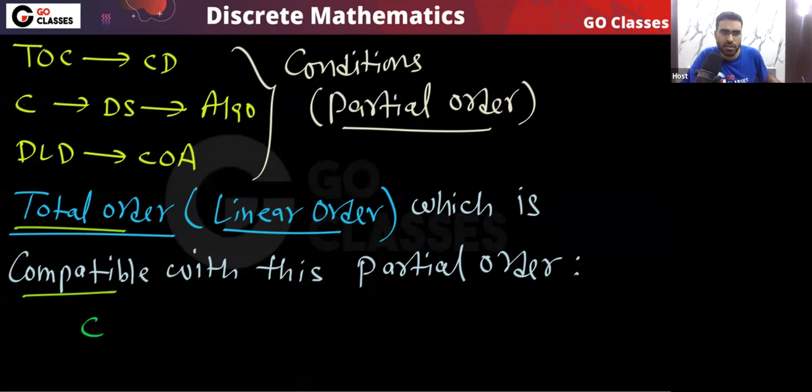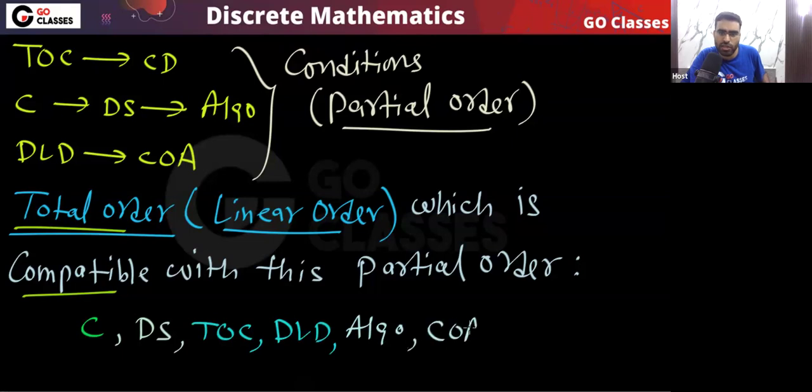Okay, before C there is nothing, so you can start with C. After C, you can do data structure, no problem. After data structure, let's assume you want to study TOC, you can do that. After TOC, let's assume you want to study digital logic, you can do that. After that, you want to study algorithm, you can do that. After that, you want to study computer organization, and then you want to study compiler design.